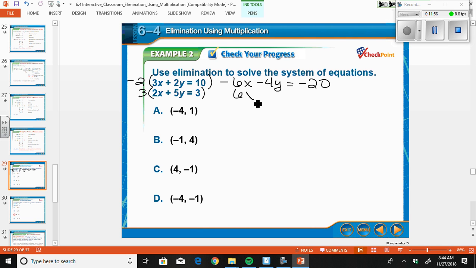And we get 6x plus 15y equals 9. 6x's cancel. I'm left with 11y equals negative 11, divided by 11.